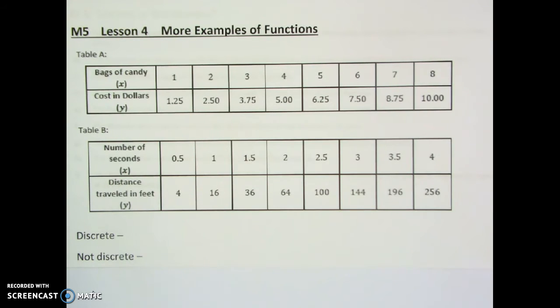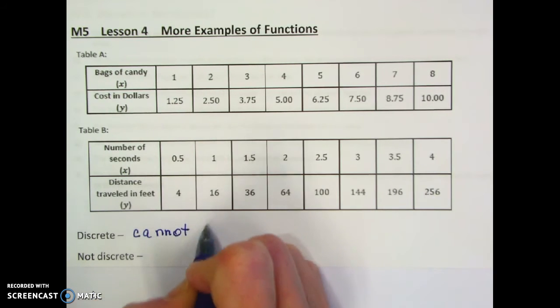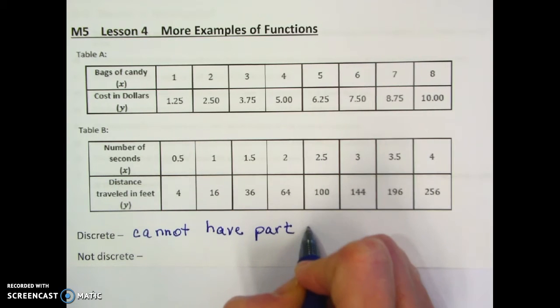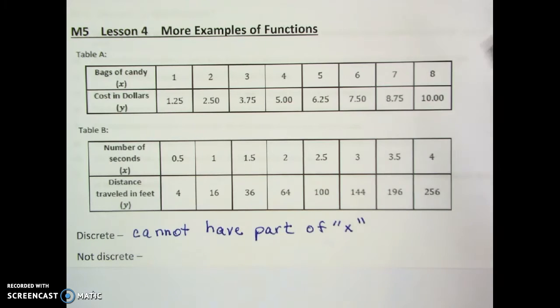So, for example, a discrete function, now this is my own words, cannot have parts of x. So in other words, in the first example, you can't have half a bag of candy. You can't go into a store and buy half a bag of candy. So this first function here is a discrete function.